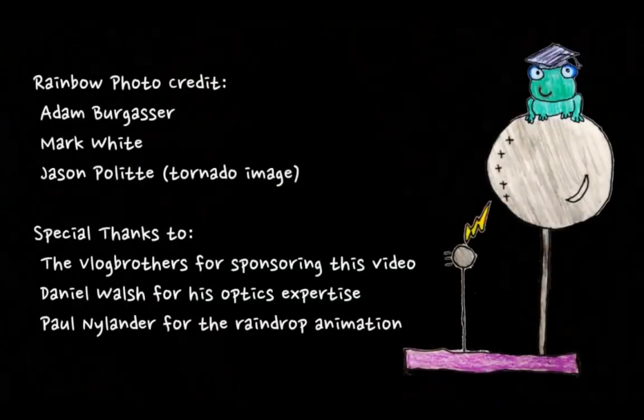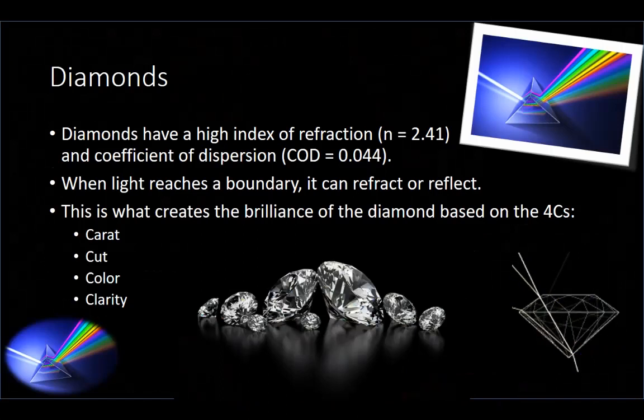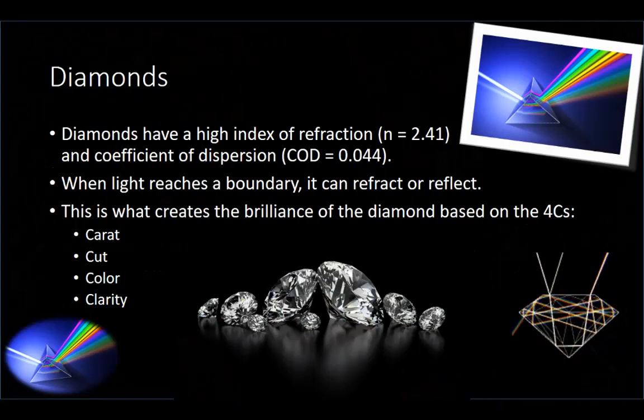So as you can see there, it's a little bit more tricky when you start looking at rainbows than you may have originally thought or even been told in middle school. The last thing I wanted to leave you with is diamonds. Now, diamonds are unique because they have an incredibly high index of refraction. Their N value is 2.41. And they also have what's known as a coefficient of dispersion, a COD, of 0.044.